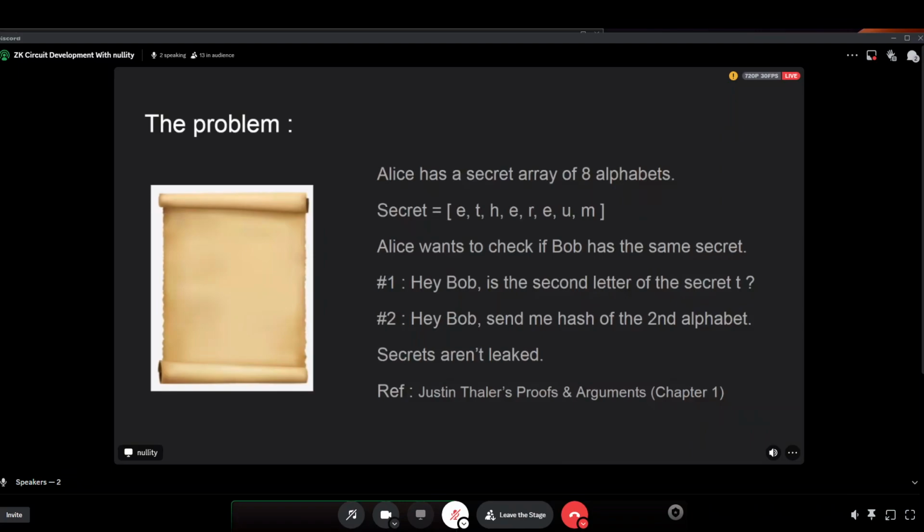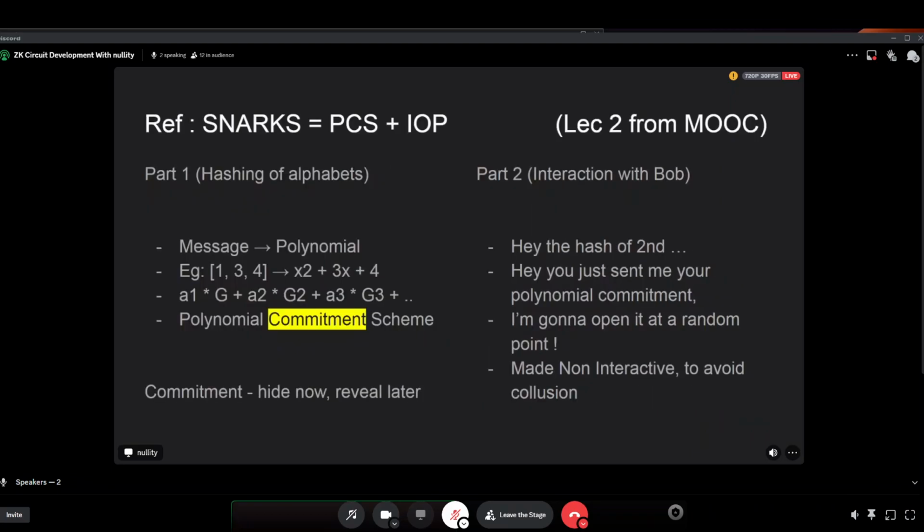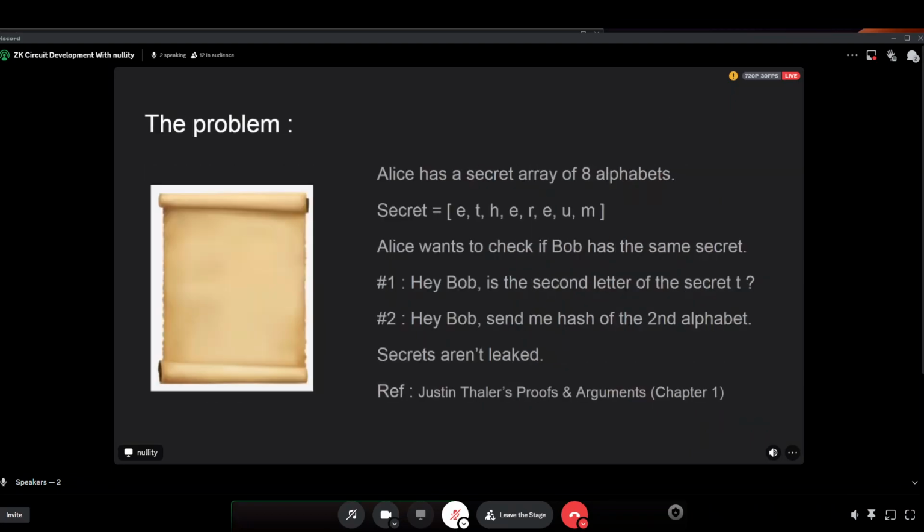And if you just want to see how the story ends, just refer to Justin Thaler's first chapter in his book Proofs and Arguments. So this is how we start the ZK snarks problem. What we just did, the second approach to this problem, is that we hashed the secret, and we were in a conversation with Bob to see if we have the same secret or not.